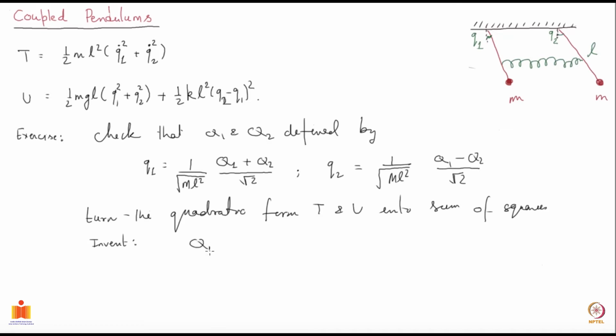You'll get q1 as m l square times Q1 plus Q2 over square root of 2 and q2 to be m l square times Q1 minus Q2 over square root of 2. And so I could have started by saying that this is what you can guess, that I should define Q1 to be a sum of these and Q2 to be a difference of these.